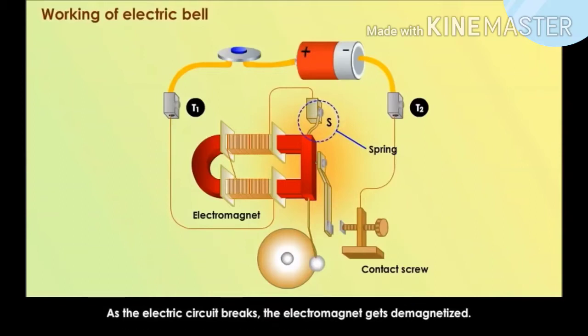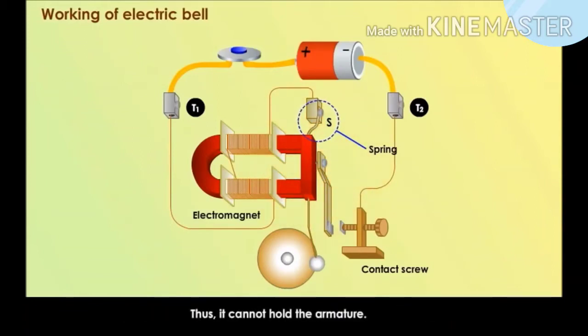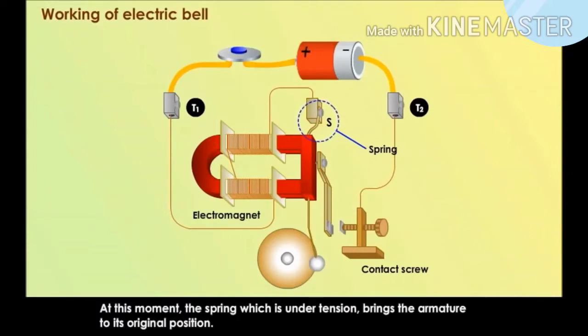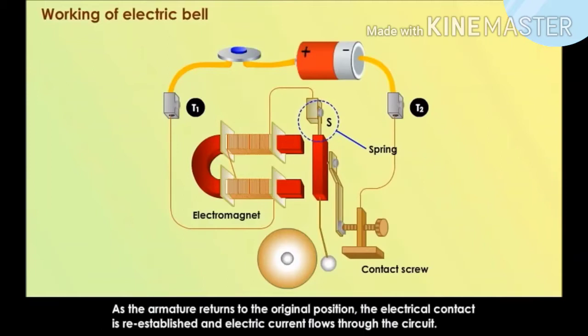As the electric circuit breaks, the electromagnet gets demagnetized. Thus, it cannot hold the armature, and at this moment the spring which is under tension brings the armature to its original position. As the armature returns to the original position, the electric contact is re-established and electric current flows through the circuit.